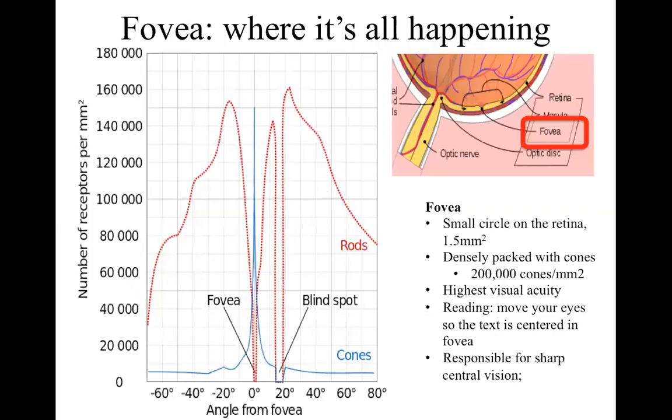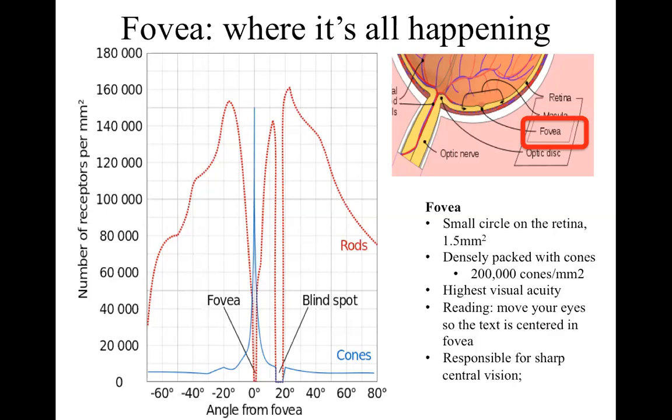Now here you have a picture. On the retina you have a very small region called the fovea. It's a small circle on the retina, which is densely packed with cones. Here you can see that around the fovea there is a very small region which has a very large number of cones, around 200,000, and it is the region with the highest visual acuity in the retina.